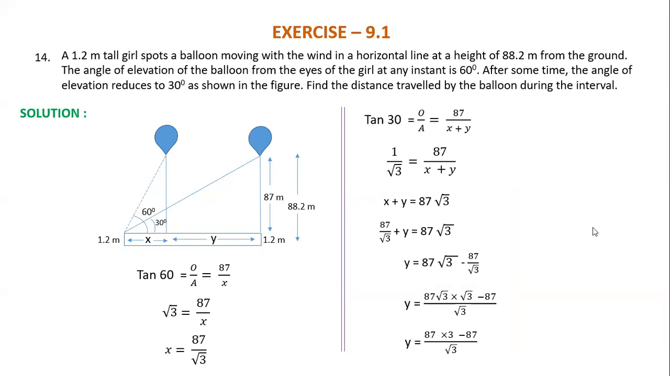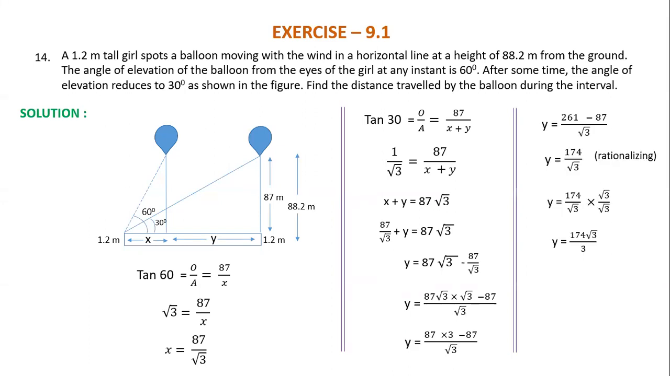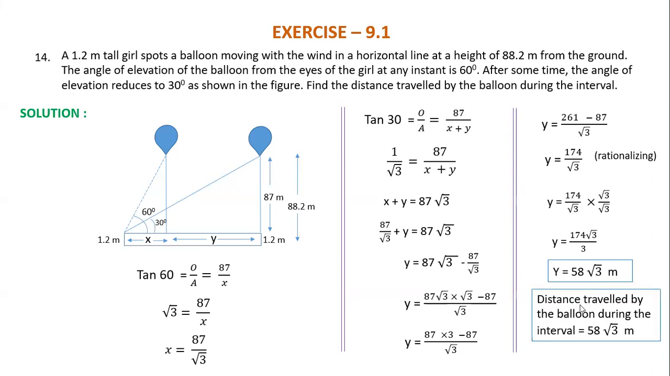It becomes 174 root 3 upon 3. 174, if you divide by 3, you will get 58 root 3. So y is 58 root 3. That means the distance traveled by the balloon during the interval is 58 root 3 meters.